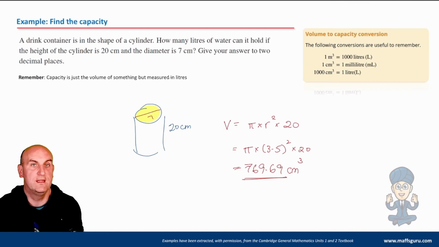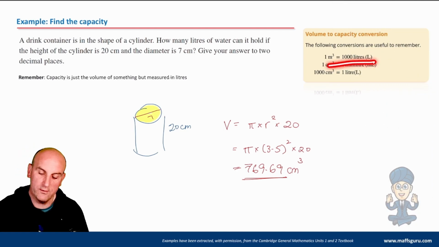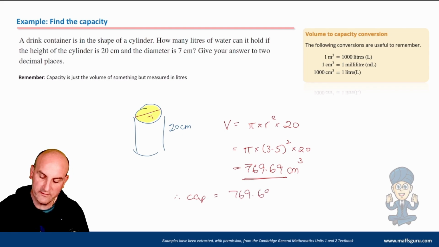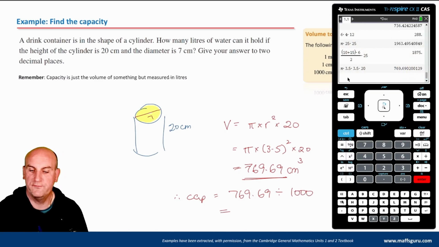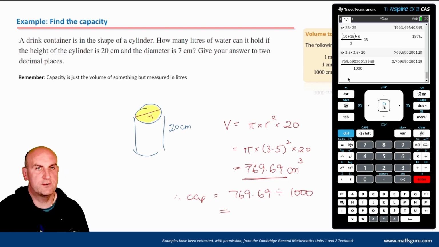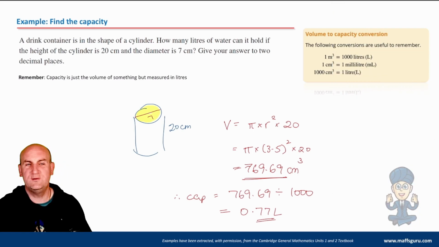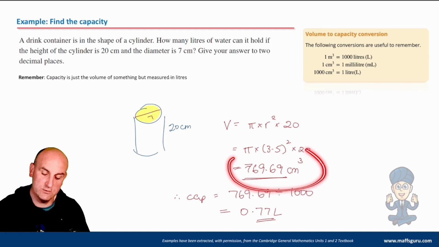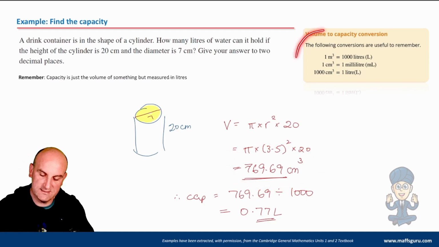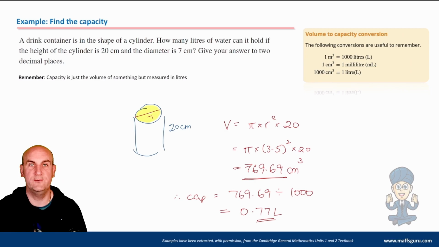It wants my capacity. All right, so this is where we say, well, we know that 1,000 centimeters cubed is 1 liter. So therefore, my capacity is equal to 769.69 divided by 1,000, which gives me, correct to 2 decimal places, 0.77 liters, with a capital L. Right, so again, notice there, I worked out my volume as normal using centimeters cubed and then used this to help me convert because we were talking about fluids.